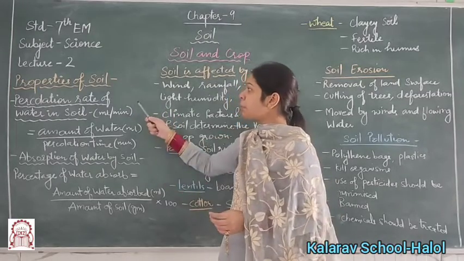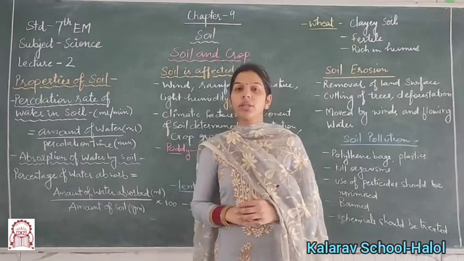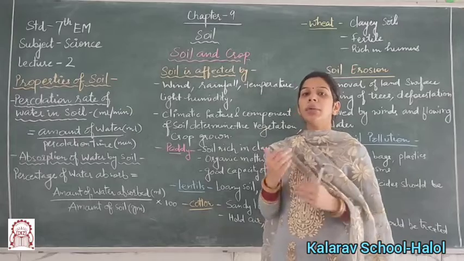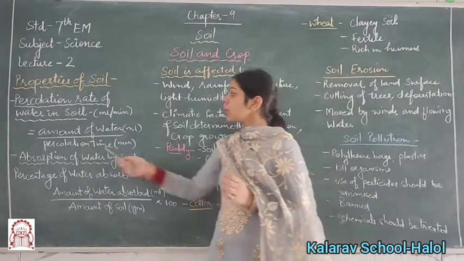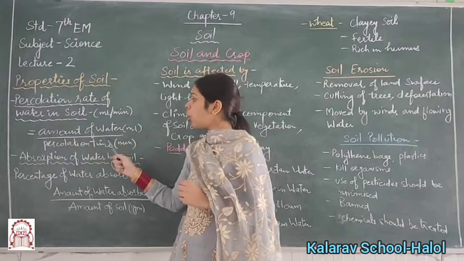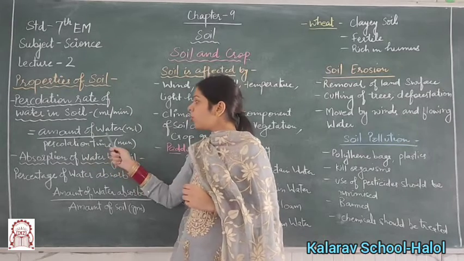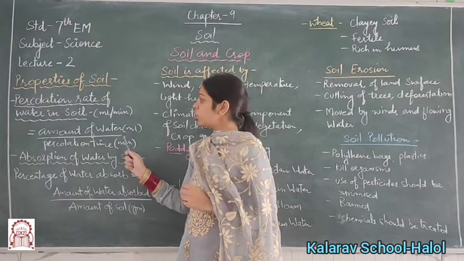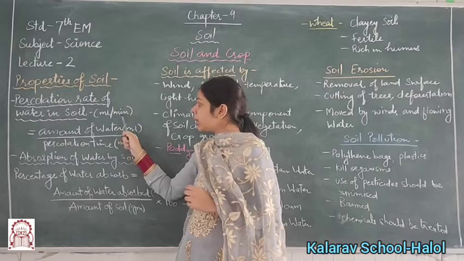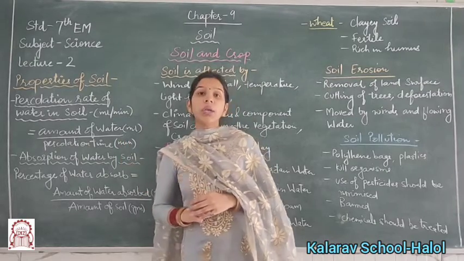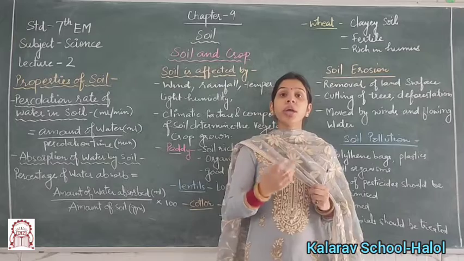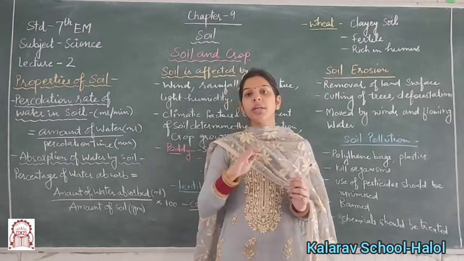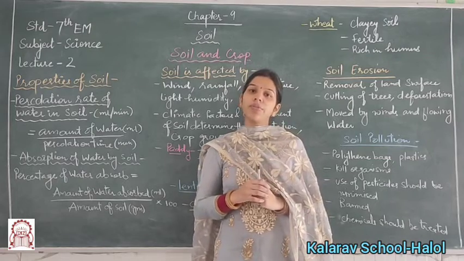Number one is the percolation rate of water in soil. So what is the percolation rate? The percolation rate can be calculated by the formula: the amount of water upon percolation time. The amount of water should be in milliliters and the percolation time in minutes, so the unit of percolation rate is milliliter per minute. The lower the percolation rate, the more water is retained on the surface of the soil.